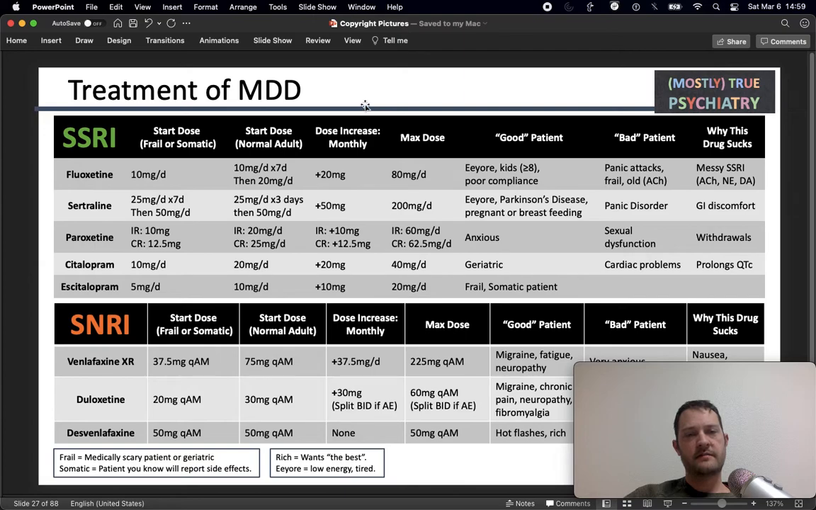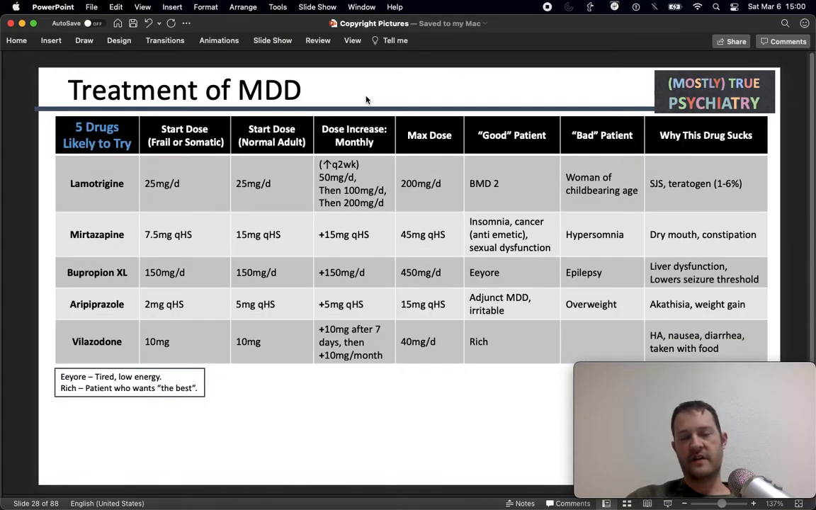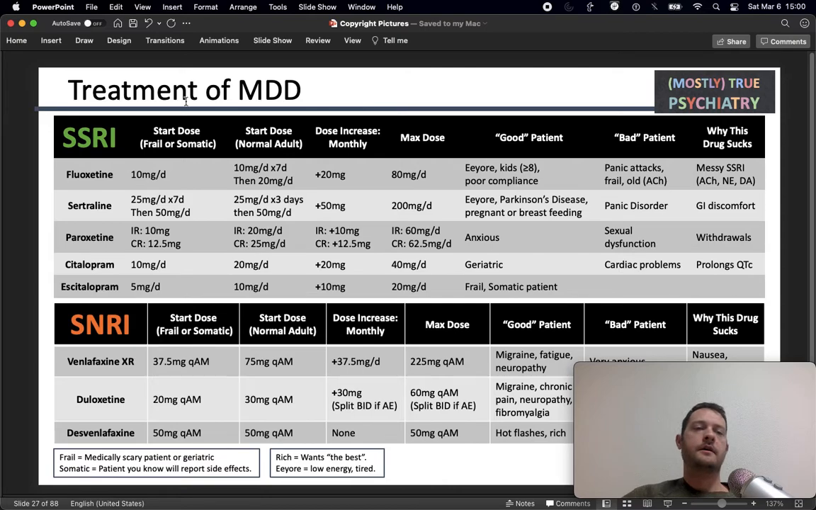So basically what I'm going to be going over here are the three drugs, or three groups of drugs that the last videos were going over. So it's the SSRIs, the SNRIs, and then 5 drugs you're likely to try. I tried to make this table super functional for real residents and people just trying to learn how to practice and do their job.